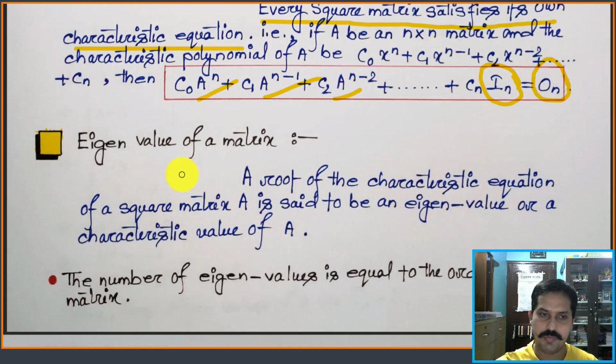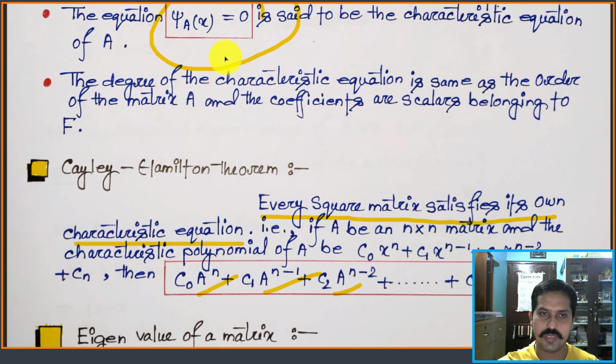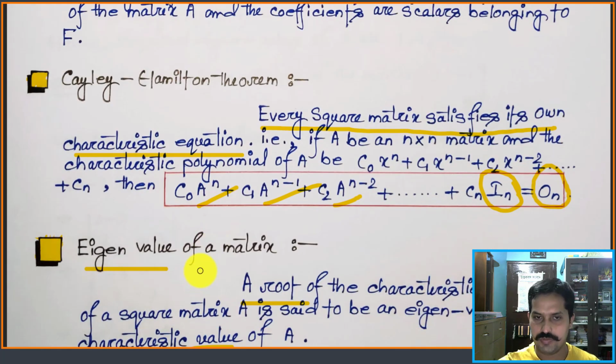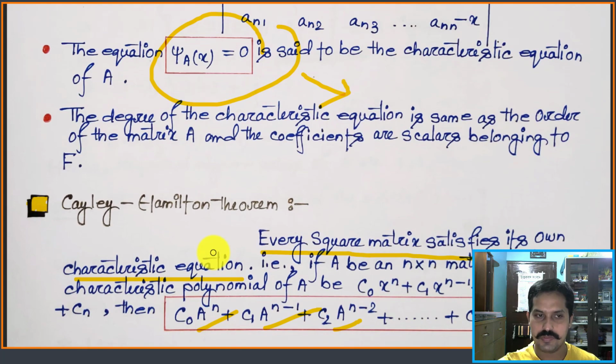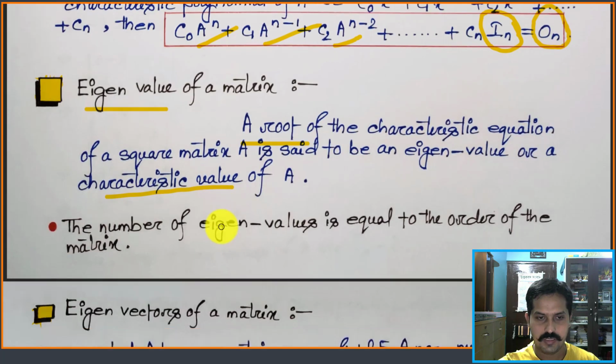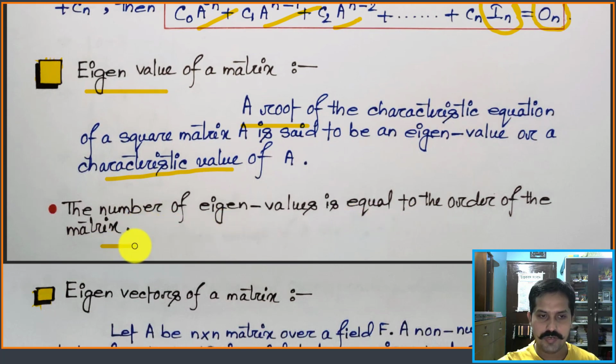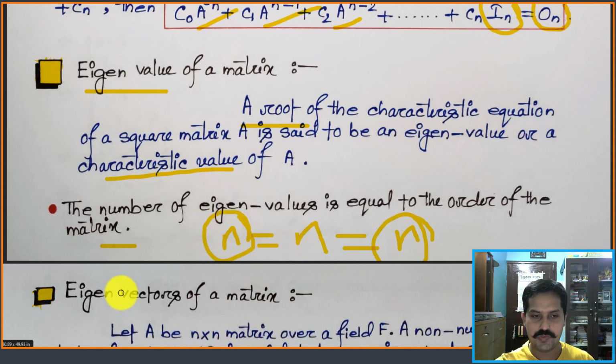Okay, now what is an eigenvalue of a matrix? A root of the characteristic equation of a square matrix capital A is said to be an eigenvalue, or a characteristic value, of capital A. A root of the characteristic equation means we get the characteristic equation, then we have to solve the equation. If we solve the equation we get a few roots. These roots are called eigenvalues of the given matrix. And definitely the number of eigenvalues is equal to the order of the matrix, because the order of the matrix equals the order of the equation, and we know the order of the equation equals the number of roots. So definitely the number of roots equals the order of the matrix.